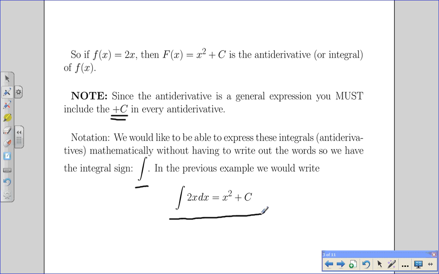Now, all of these integrals have a dx on them, and that shows up because of the chain rule. Now, we're going to talk about that in a little more detail in the next section, but I will very briefly show why that dx might show up, why the dx does show up in these calculations.